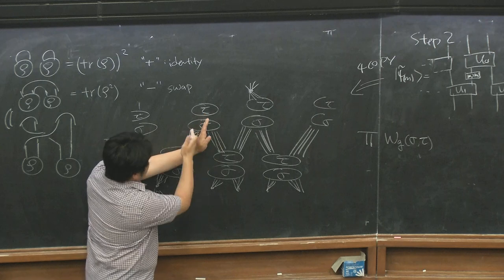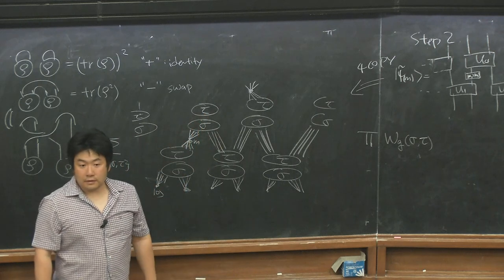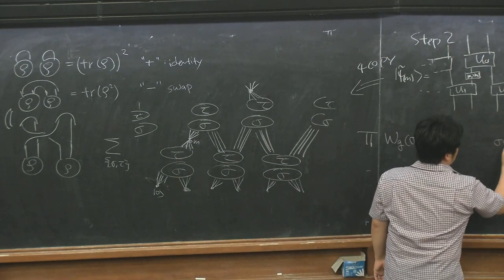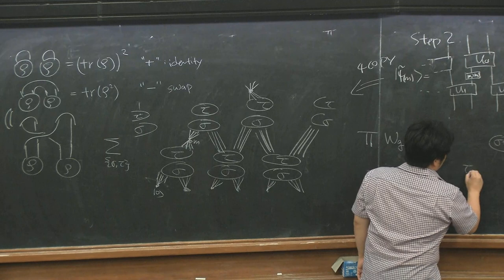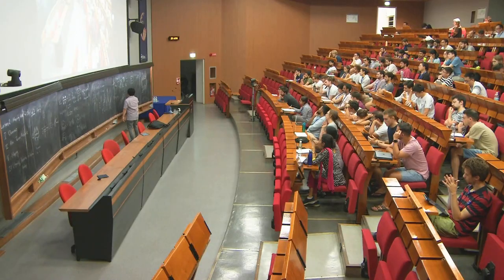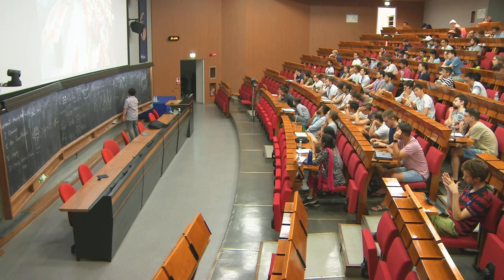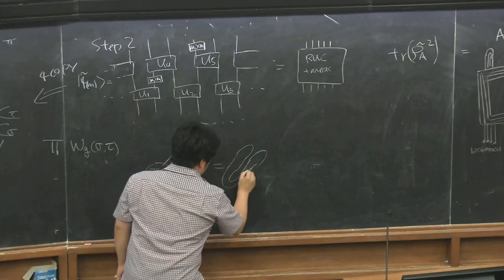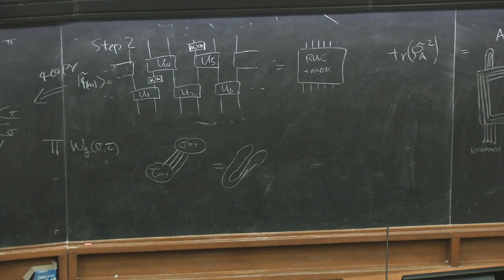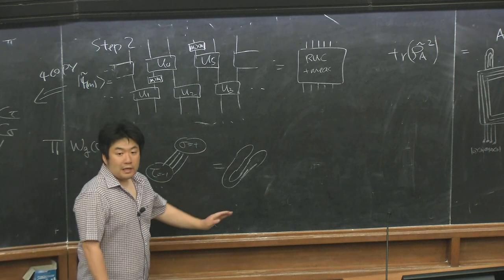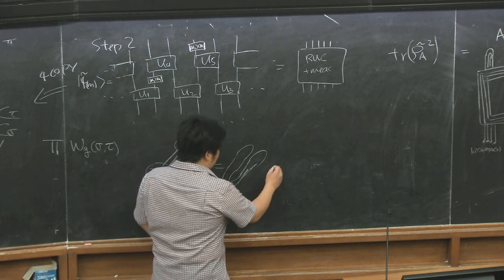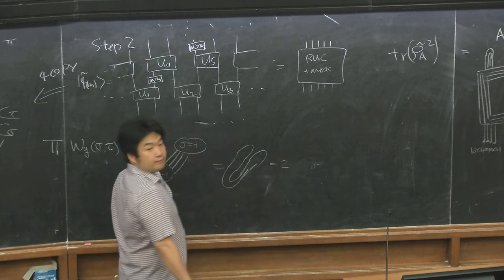So this part and this part will factorize. Furthermore, the diagram will be very easy to compute. For example, sigma equals plus and tau equals minus. If you look at this particular component, that's equal to contracting a diagram that looks like this. Okay? And this diagram is basically a loop. And a loop is actually summing over indices. And if the dimension is 2, this evaluates to dimension 2.